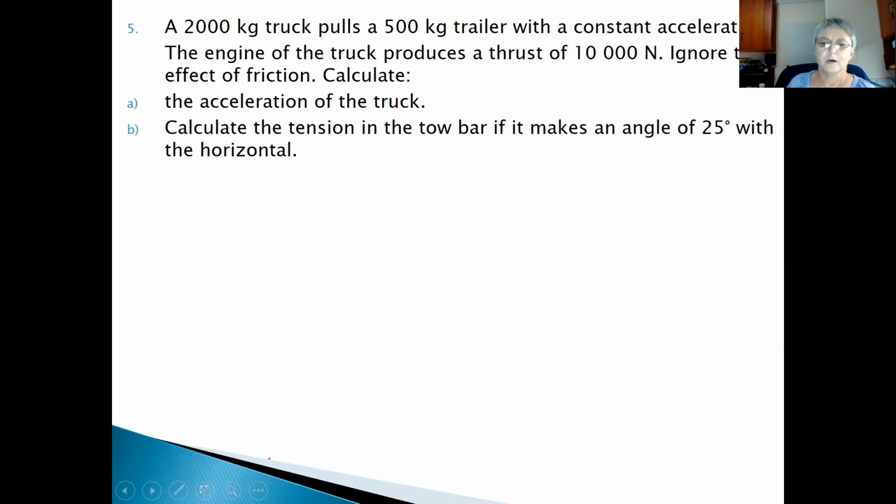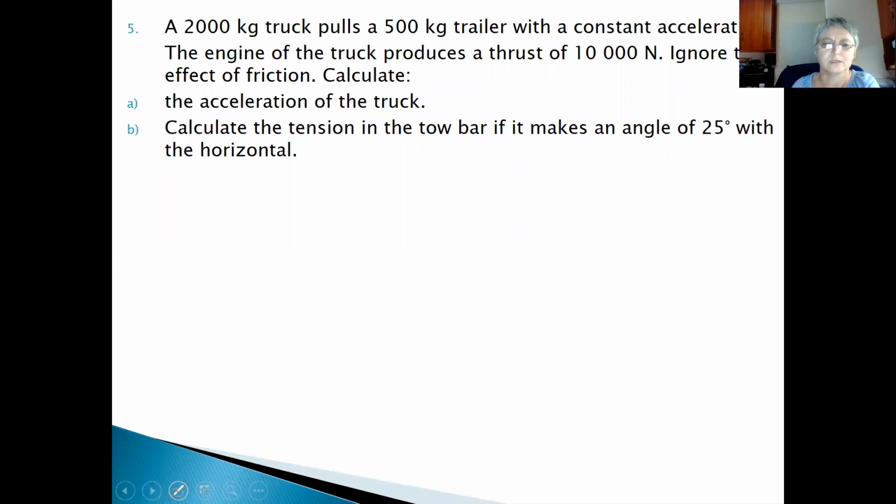In question 5, they say a 2,000 kilogram truck pulls a 500 kilogram trailer at a constant acceleration. The engine of the truck produces a thrust of 10,000 newtons. Ignore the effect of friction. Calculate the acceleration of the truck and calculate tension.